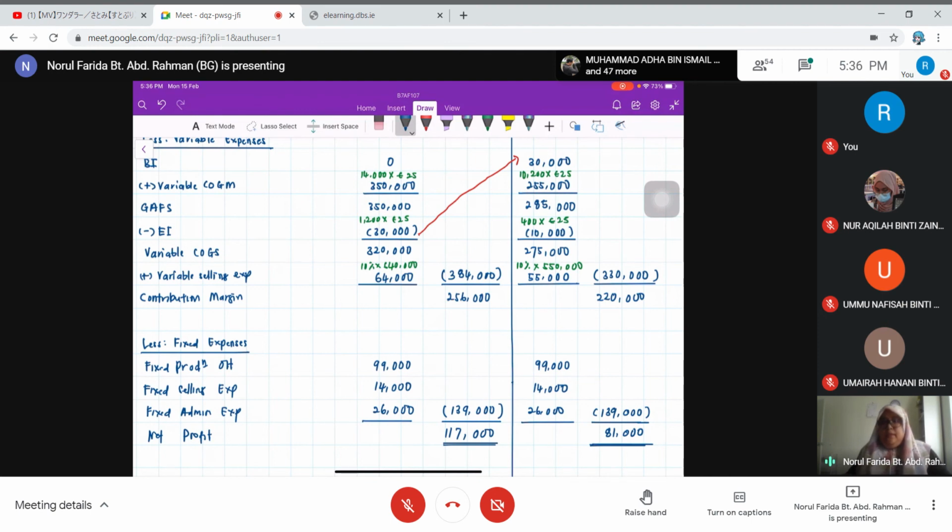Okay. Jangan kira under over absorb tu, tak ada dekat variable, dekat marginal costing tak ada.